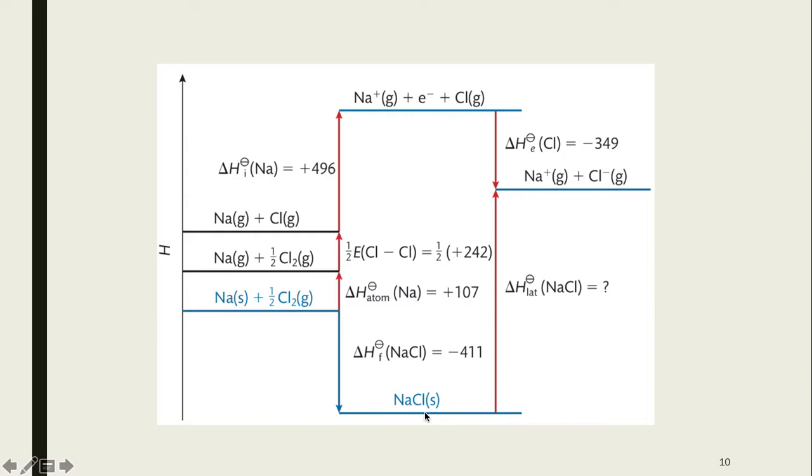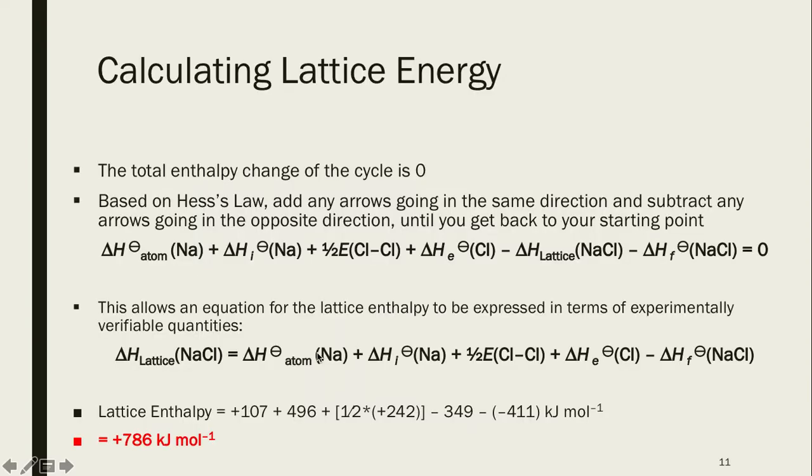And then I keep on going, following the arrow, and I'm hitting another arrow that is going in the opposite direction. So I'm going to subtract the enthalpy of formation. And now I've gotten back to my starting point. So again, you start with the elements in their standard state and you just go in a cycle, go in a circle. Follow the arrows and see, are they going in the same direction or going in the opposite direction? If I do that, I get this equation, and all of that is equal to 0 because the total enthalpy change of the reaction is 0.